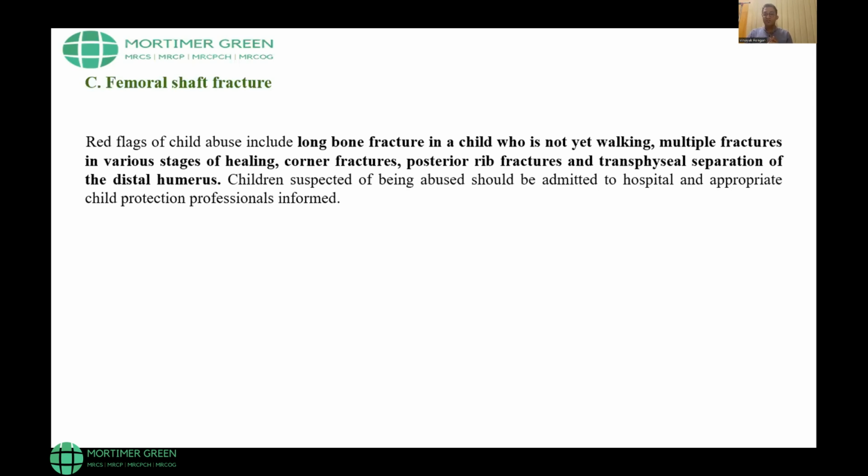Multiple fractures in various stages of healing, definitely yes, because that means the child has had multiple injuries. Corner fractures. Can anybody unmute themselves and tell me what a corner fracture is? Because that might kind of be asked. Does anybody know? Salter Harris type 1. Yeah, so basically it's metaphyseal fractures, Salter Harris type 1. When does it occur? That occurs when there's a torsion force.